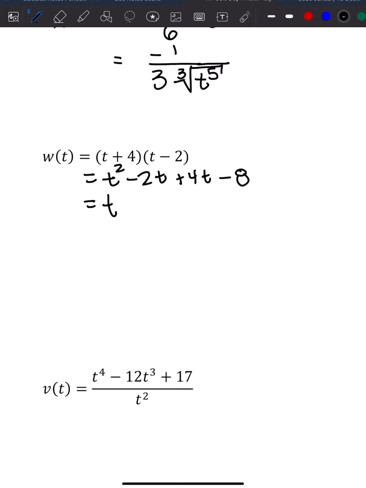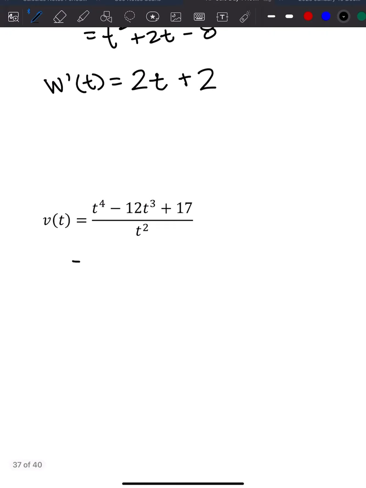So I could take the derivative as is, but I know that we have a like term, so I'm going to go ahead and combine those like terms before I take my derivative. Those like terms I can either combine now or I can combine them after the derivative. So we have w prime of t equals t squared. If we use power rule, that 2 is being multiplied by 1, so we have 2t. 2t to the first power gives us 2, and that minus 8 just goes away.